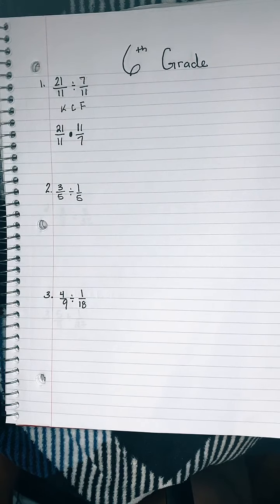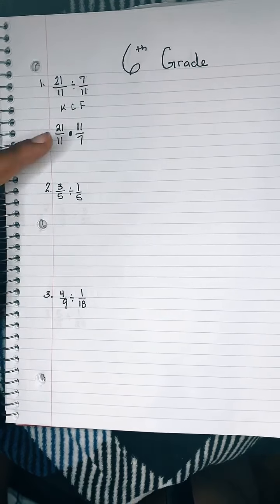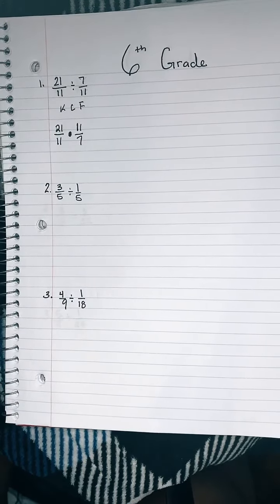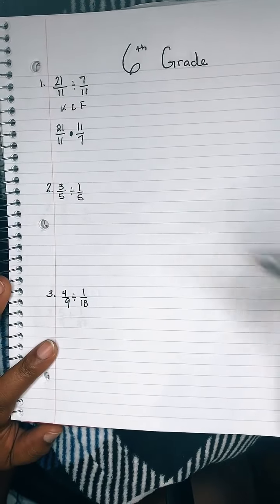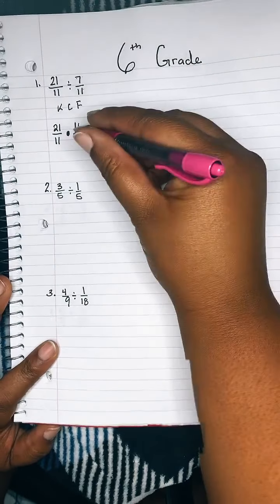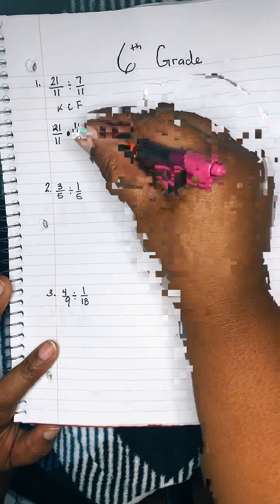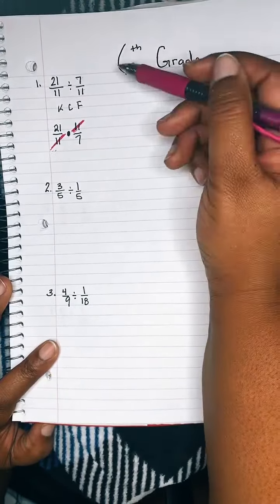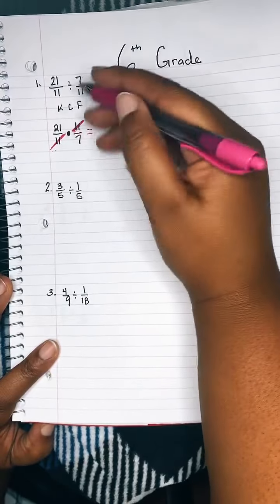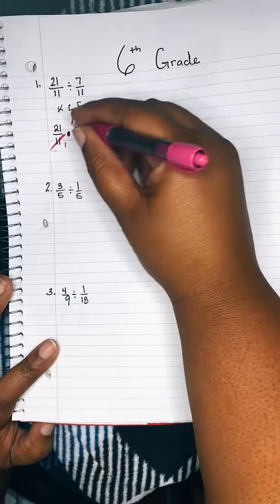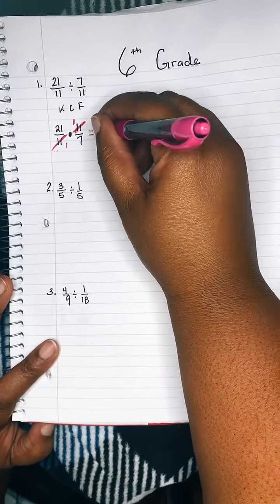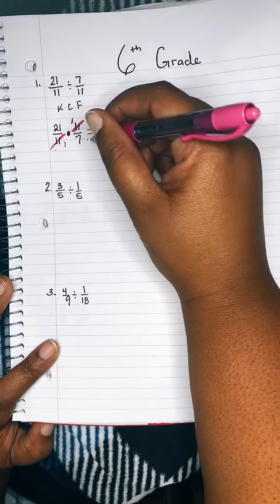But before we multiply, I always tell my students to try to simplify first. So I see 11 divided by 11 goes away, so it goes to 1. So 21 times 1 is 21, and then 1 times 7 is 7.